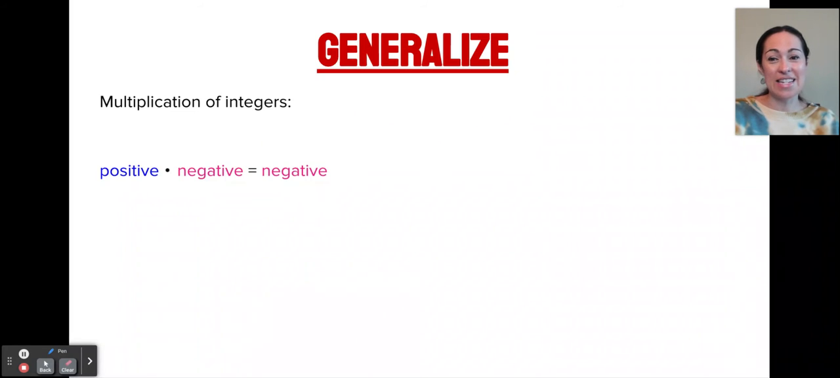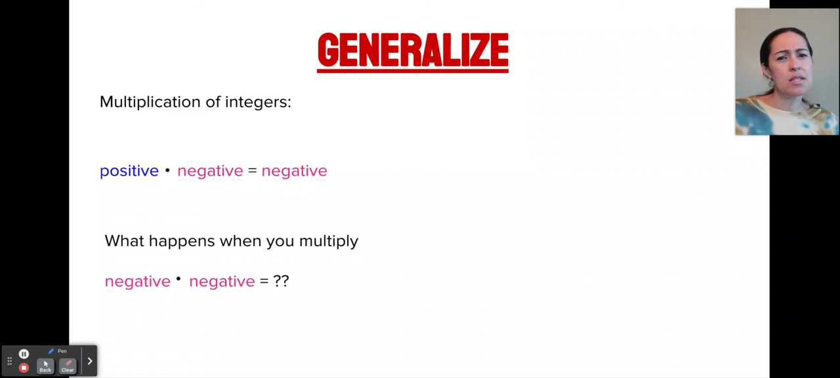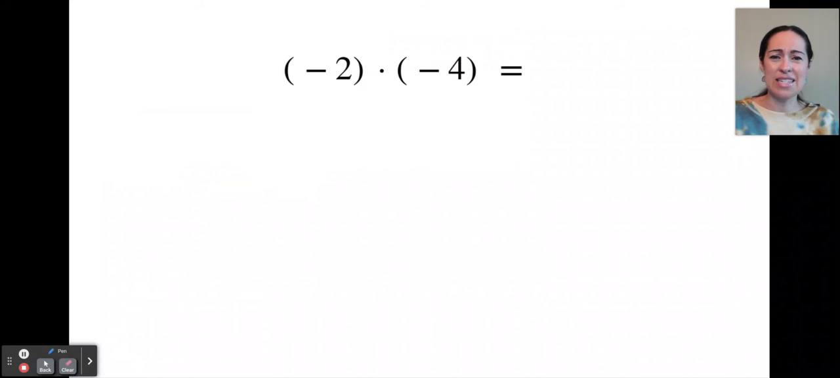So let's generalize here. Multiplication of integers. When you have a positive number and you multiply it by a negative number, your answer is negative. But what happens when you multiply a negative number times a negative number? Let's dig into this. Let's take -2 times -4.